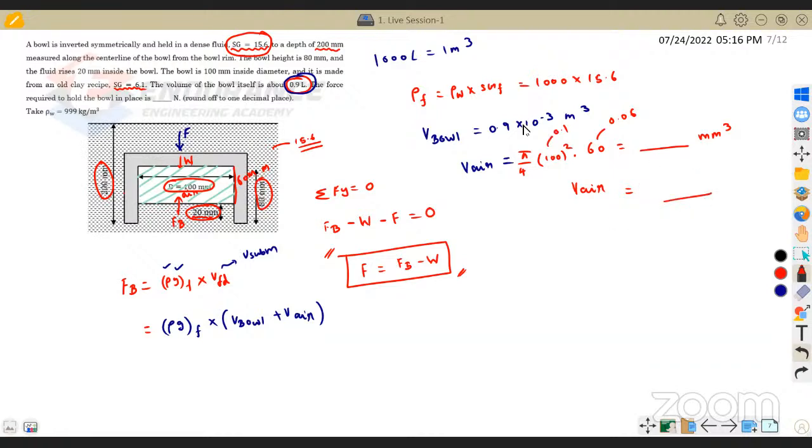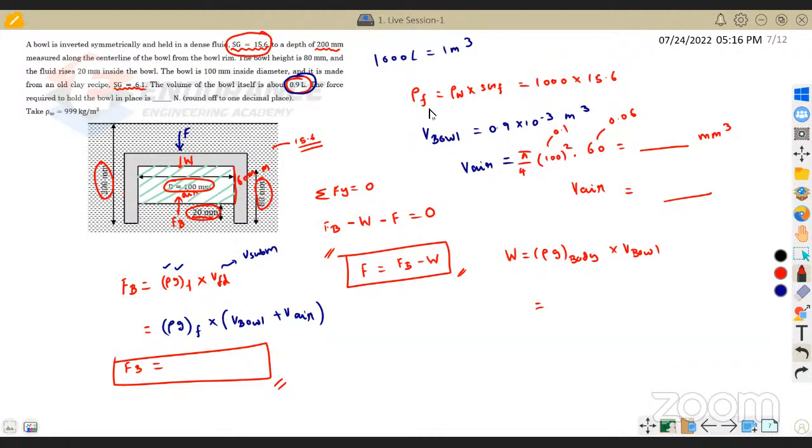So now what you should do, just take all the values and substitute them here. You will get the buoyancy force. Okay, that's it. You simply substitute everything. You will get the buoyancy force. And what about weight? Weight is rho g of that body itself, whatever body I am having, multiplied by the volume of the body. That volume of the body is nothing but the volume of the bowl.